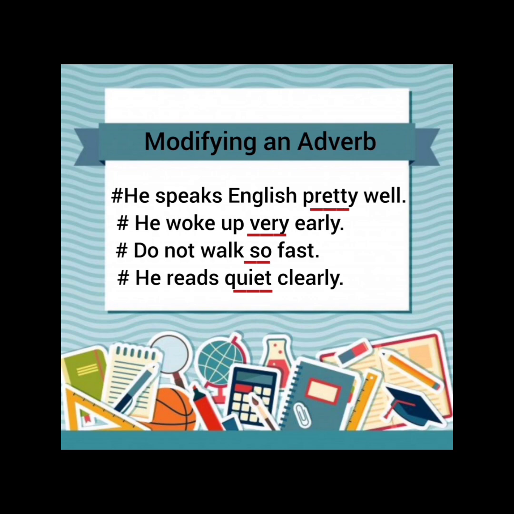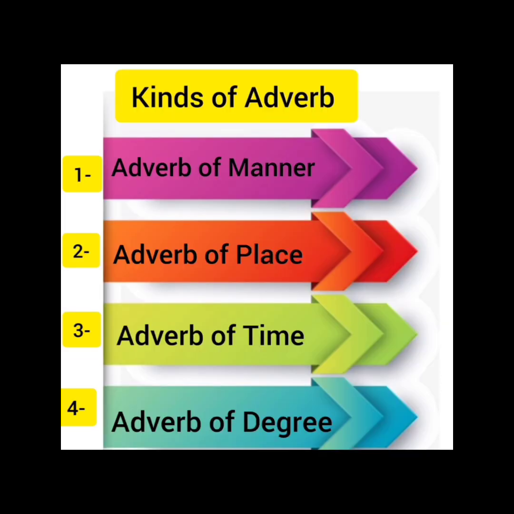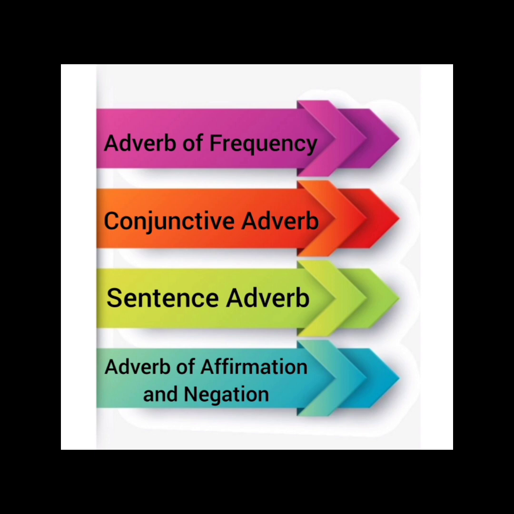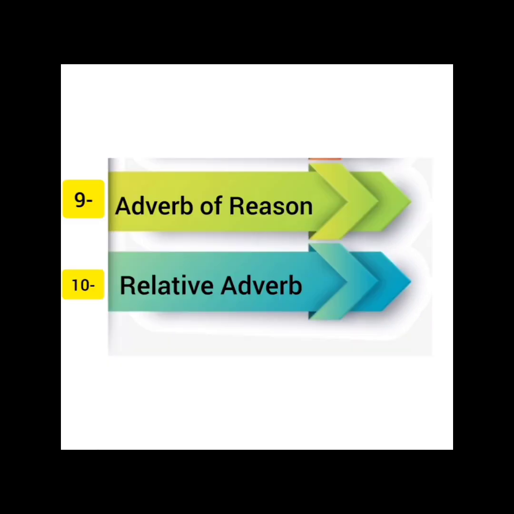Now, after the explanation of this definition, I'll tell you about the kinds of adverbs. There are different kinds of adverbs, and in them you will learn the answers to when, where, why, how, and to how much extent. The very first kind is adverb of manner, then adverb of place, adverb of time, adverb of degree, adverb of frequency. Then you have conjunctive adverbs, sentence adverbs, adverb of affirmation and negation, adverb of reason, and relative adverbs.